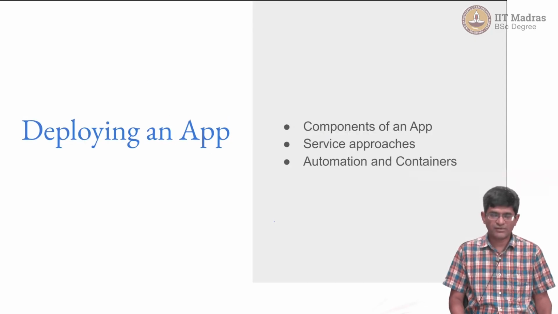So the first thing that we want to look at is what happens when we want to deploy an app. That is, what are the components of an app? We'll start by looking at that. And then we'll look at a so-called service approach, which is increasingly common these days. We'll define what that is and show you a couple of examples. And finally look at one very important part of the process of deployment of an app, which is how do you automate things, right? And a related topic is something called containers, which is something that you have probably heard about quite a lot. It is well beyond the scope of this course, but is definitely something that you need to be aware of at least. So we'll just touch upon that topic right at the very end.